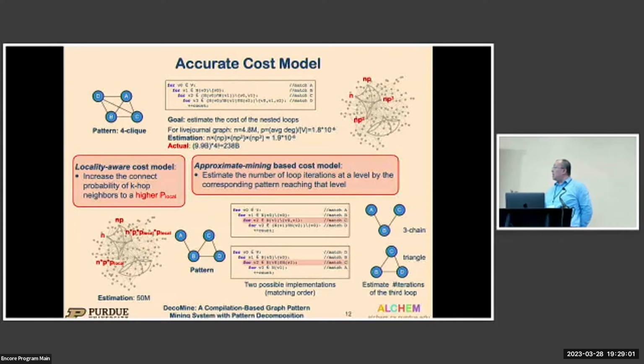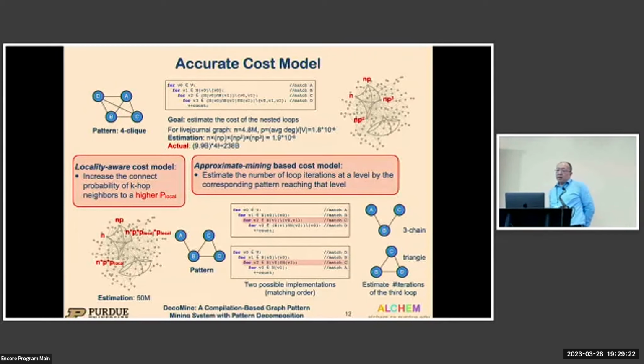We can slightly improve this method by introducing locality, basically assigning higher probability if two vertices are closer to each other. It improves a little bit, but it's still not enough. What we proposed is approximation-based. So what we proposed is an approximate mining-based cost model.